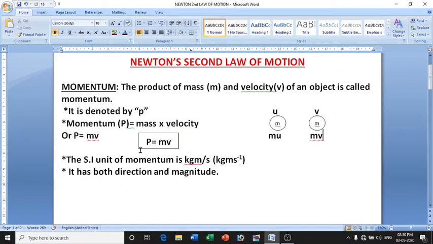Clear? So here we should know about the SI unit of momentum. As from the definition, mass is in kg and velocity is in meter per second, so the SI unit of momentum will be kg meter per second. And one more thing, it has both direction and magnitude.